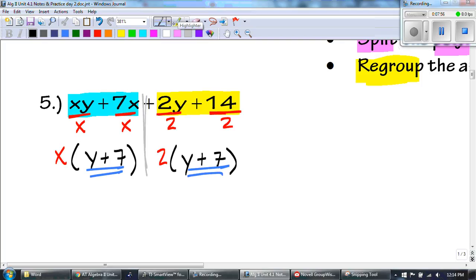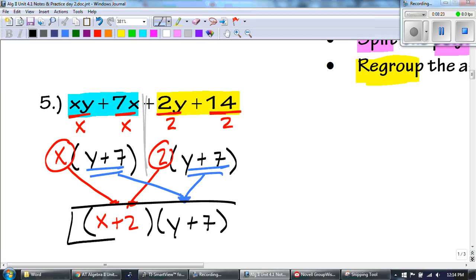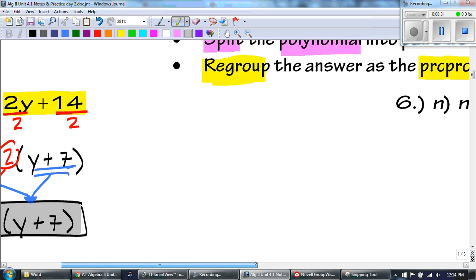Now, the red, I'm going to turn what's in the red, the x and the 2, that's going to be one of my binomials. It's x plus 2, and then my other binomial is y plus 7, okay? So we pull the x together to create one, and then our y plus 7's come together to make one. And we are done. Okay, does that make sense?